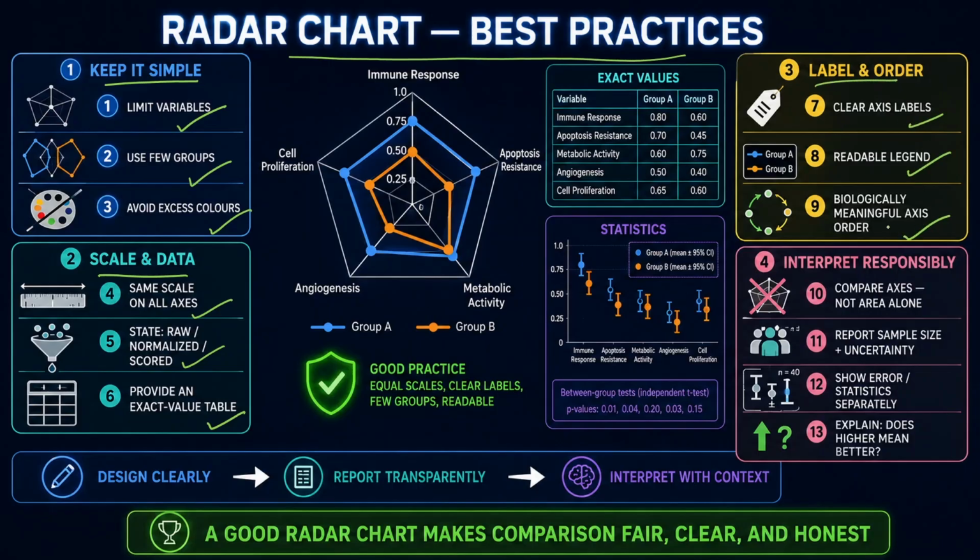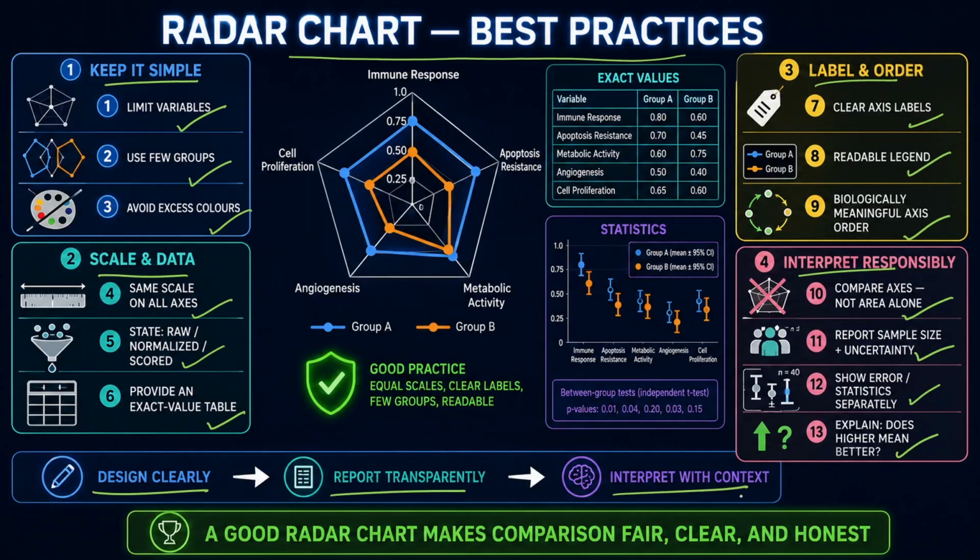During interpretation, compare groups on each axis, not by the enclosed area alone. Report the sample size, uncertainty, and present inferential statistics separately. Also explain whether a higher or lower value is biologically better for each trait. The correct workflow is to design clearly, report transparently, and interpret scientifically.